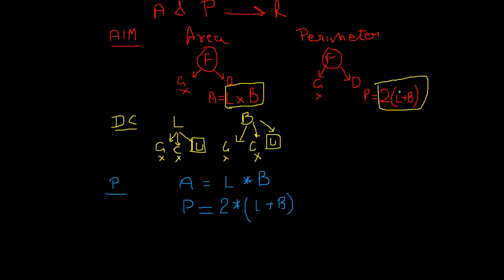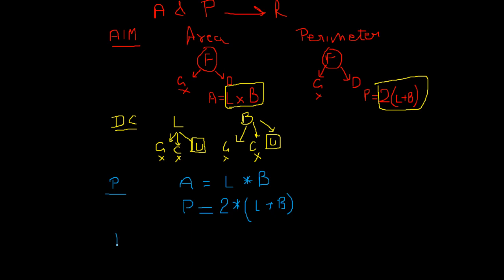Okay, but the computer will not automatically consider that 2 is written outside the bracket of L plus B, so we have to multiply the value of 2 with this. The computer will not automatically understand this. We have to write it down explicitly that you have to perform this multiply operation with the sum of L and B. It means whatever expression you write, the computer will blindly perform that expression for you.